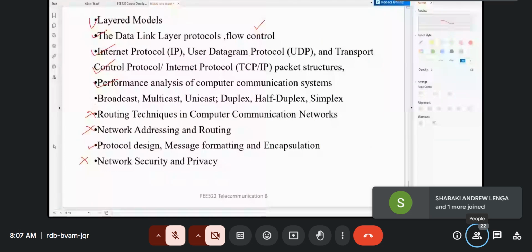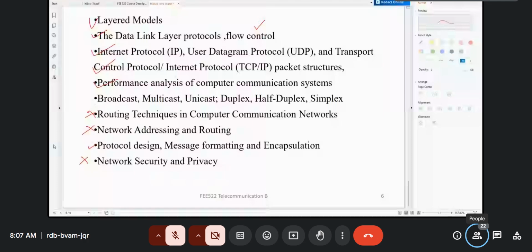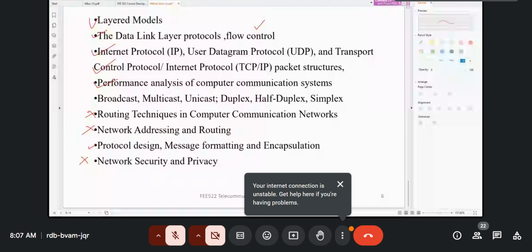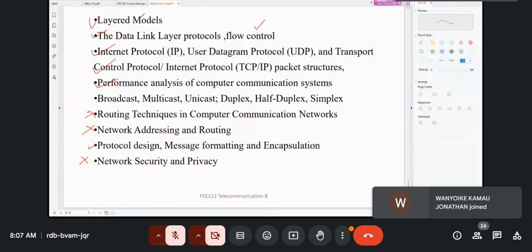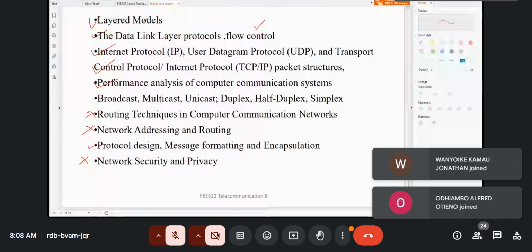So we say that we are going to look at the layered models for a start. Somebody said that you did it in high school, so we will look at it probably in a bit deeper, because only then can we be in a position to do what this section is asking us to do. So we will look at the layered models. We look at the two most popular layered networking models.